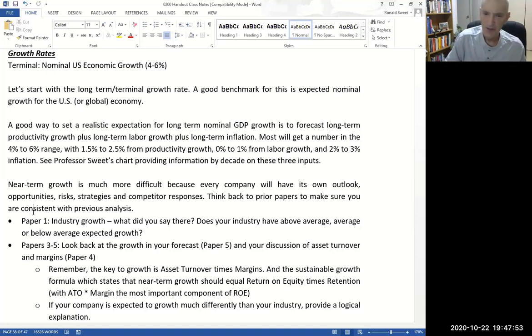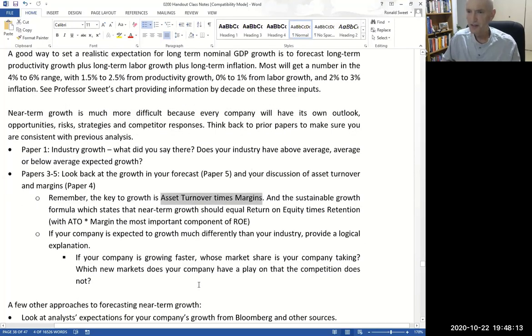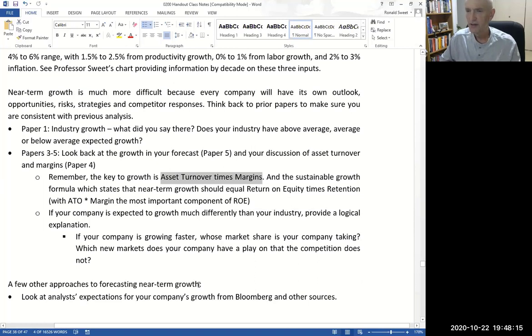So think about your industry and then think back to what you said in papers 3, 4, and 5, especially 4 and 5. But even 3 is where you talk about economic moats. So what's going on with this firm? Remember, I said the most important part of growth is asset turnover times margin. Are their margins expanding? Is turnover growing? Are they getting more out of their assets? If they are, that means they're growing. And so that's a good sign for growth.